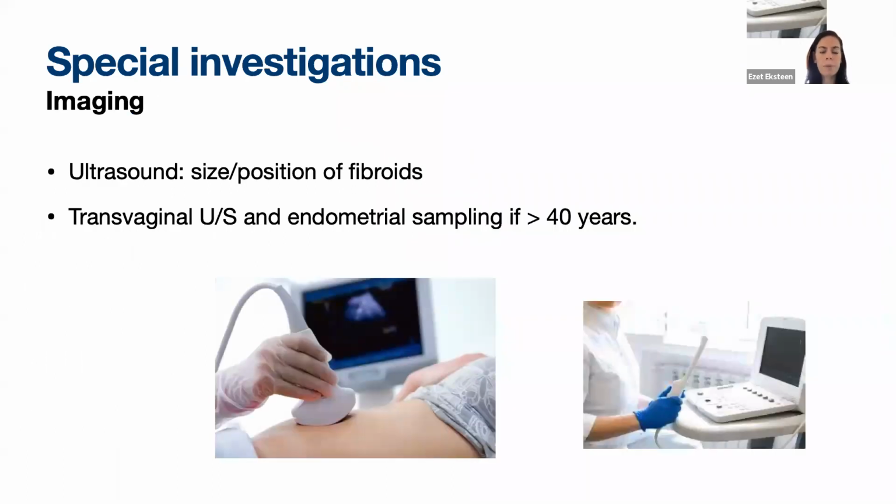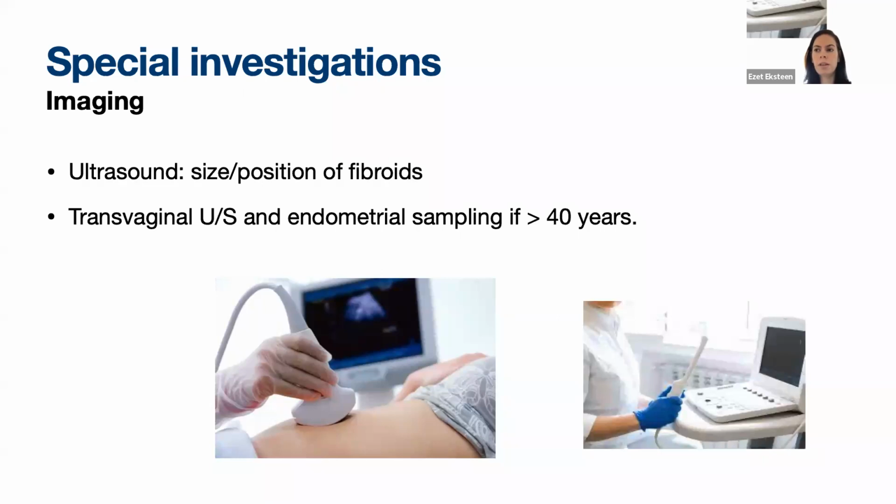We can also refer our patients for imaging, usually ultrasound, so it can either be a transabdominal ultrasound or a transvaginal ultrasound where we look for fibroids. You can look at the size and position of the fibroids, and also you can look at the endometrial lining.